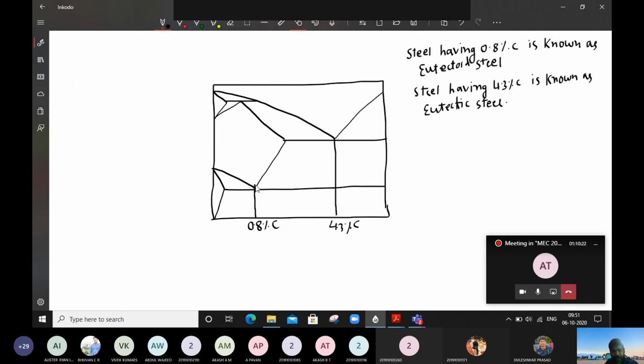Now here you just focus here. This is the eutectoid steel, 0.8%, and the steel having less than 0.8 is known as hypoeutectoid steel. So steel which has carbon less than 0.8%. In this direction, if you are having any composition of carbon, that will be known as hypoeutectoid steel.